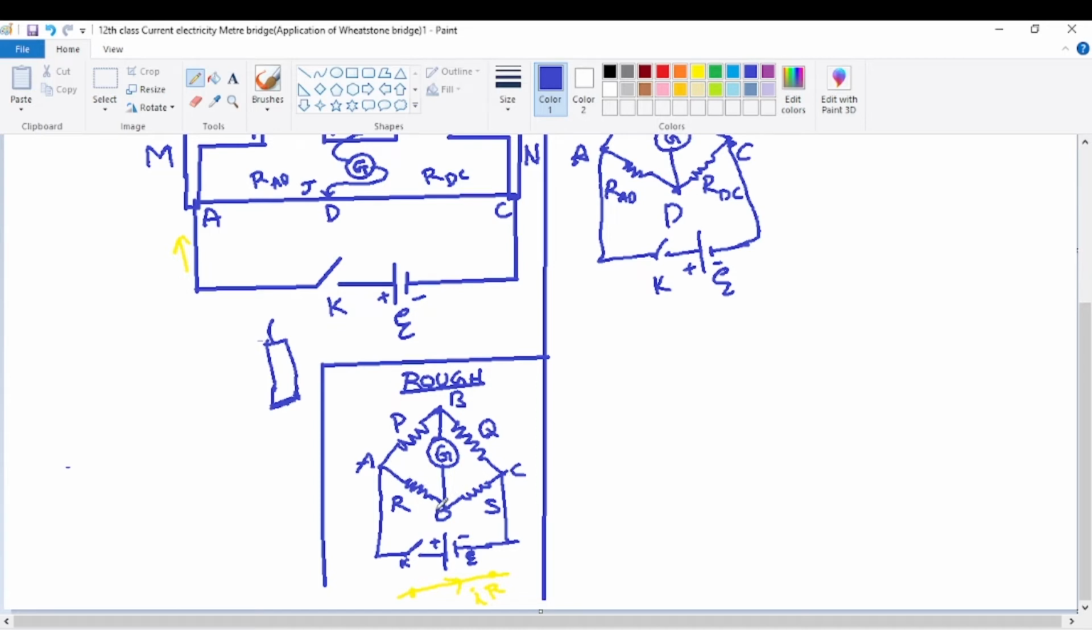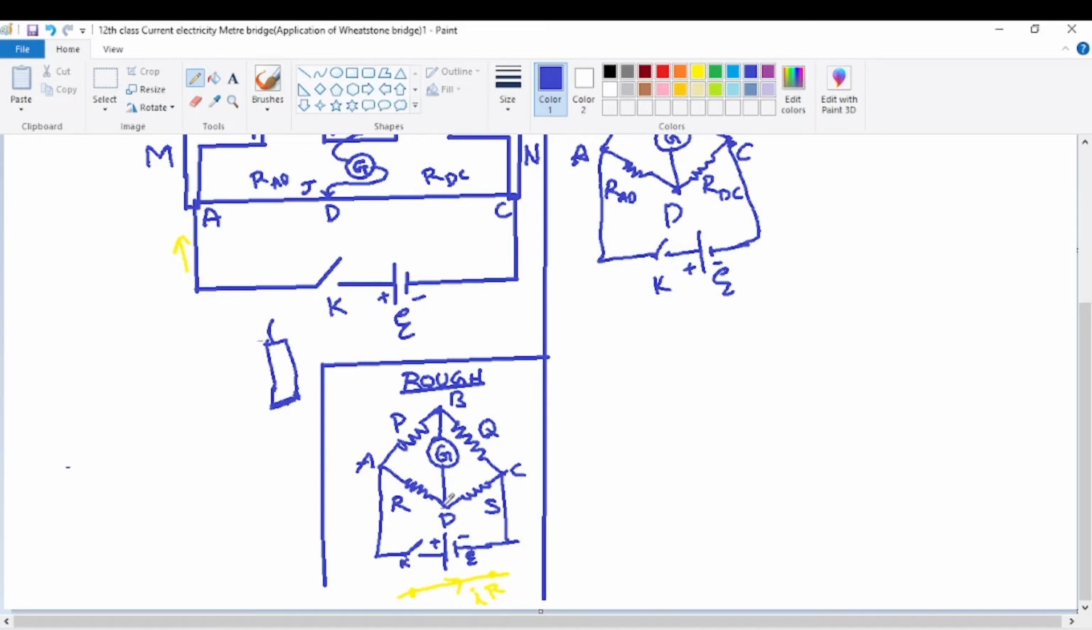This is A, this is A D, this is the junction D, and this is C. I'll just write the junction D more clearly. So junction D. This is the original theory we have seen, the very important topic, the Wheatstone bridge derivation, the balancing condition derivation we have seen.